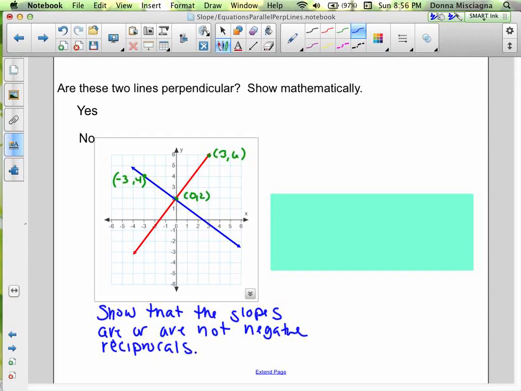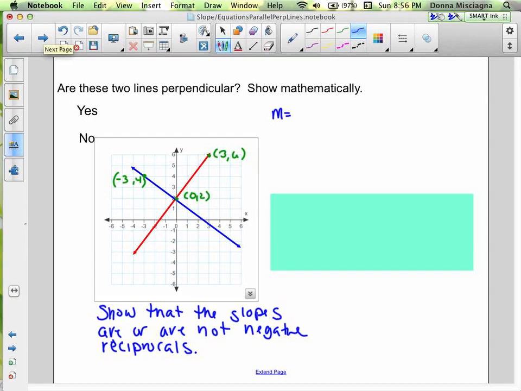All right, so let's take a look and find the slope of the blue line. I have 2 points there: (-3, 4) and (0, 2). So I'll use those. It doesn't matter which is first and which is second. I'll just work left to right.